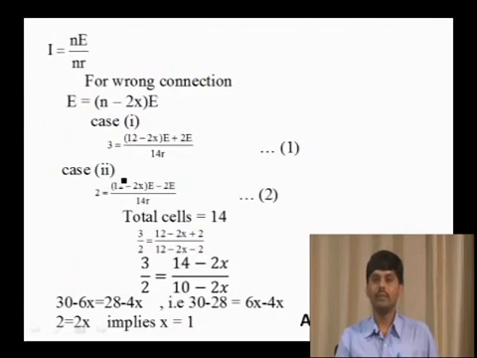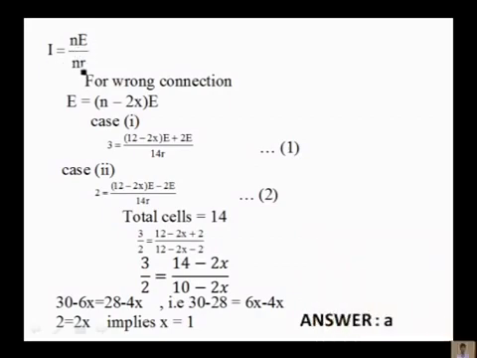See, this is the expression: I is equal to NE divided by NR. When there is no external resistance, it is short circuited, and we have the expression I is equal to NE divided by NR. For wrong connection, how are you going to calculate the total EMF? That is E is equal to (N minus 2x) into E. Here N is the number of cells and x is the number of wrongly connected cells. E is the EMF of each cell. By taking the help of the first equation, in the first case the current is 3 ampere.